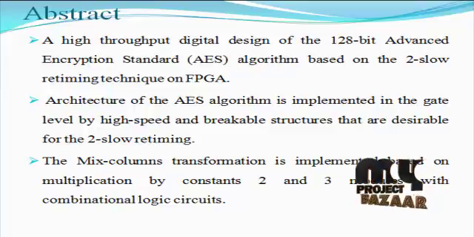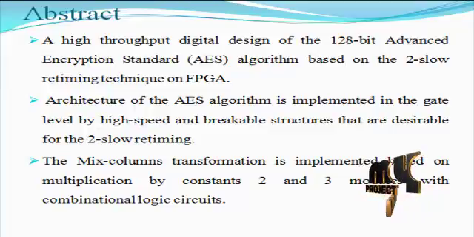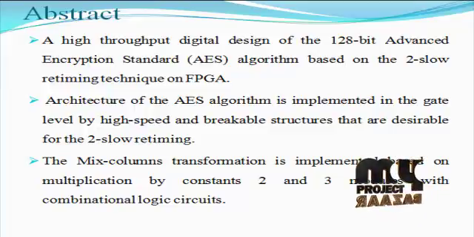In an architecture based on pipelining, sub-pipelining and loop unrolling with 7 substations in each round unit, the composite field arithmetic is furthermore employed to reduce the area requirements for the overall architecture. This paper presents a high-throughput digital design of the 128-bit Advanced Encryption Standard algorithm based on C-slow retiming technique on FPGA. C-slow retiming is a well-known optimization and high-performance technique.